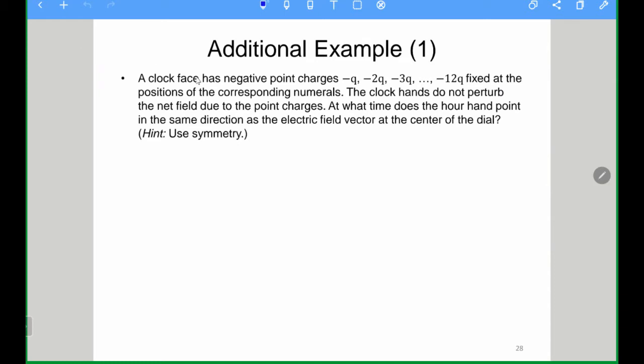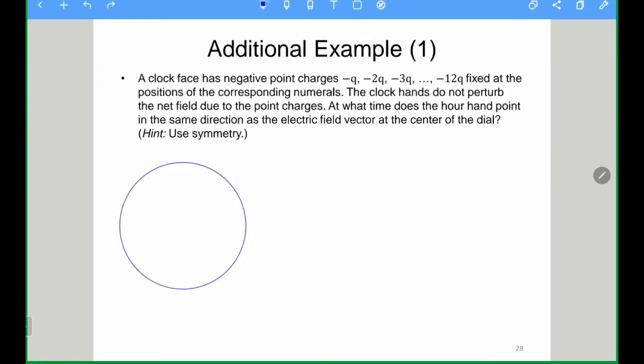The first one is a clock face that has negative point charges, negative Q, negative 2Q, up to negative 12Q, fixed at the positions of the corresponding numerals. The clock hands do not disturb the net field due to the point charges. So we can try to draw a clock face. Okay, this is a circle, like a clock face.